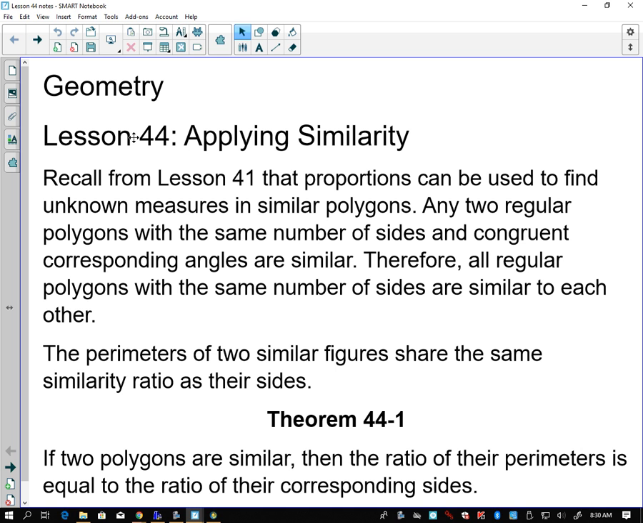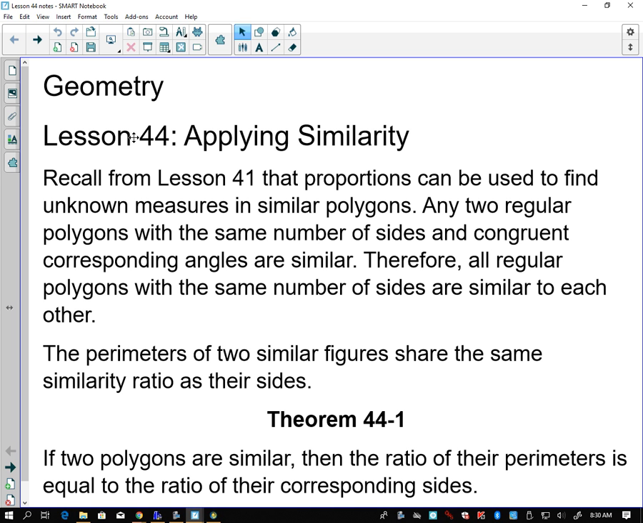Equal sides and equal angles. So all interior angles are congruent and all sides are congruent. So any regular polygon that has the same number of sides as another polygon, they're similar, because all their interior angles are going to be congruent and all their sides are going to be proportional.